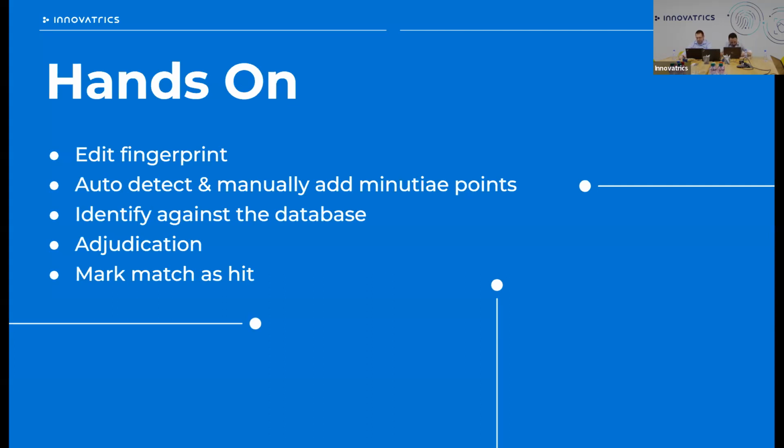Like the last time when I was here, I don't want to keep this in pure slideware. So we will do a hands-on right now. Joseph will help us with this. We will be editing a fingerprint. We will do auto detection and manually add missing minutia points. We will then also identify the print against the database, perform the adjudication, and mark it as a hit. So Joseph, I'll let you. Thank you.